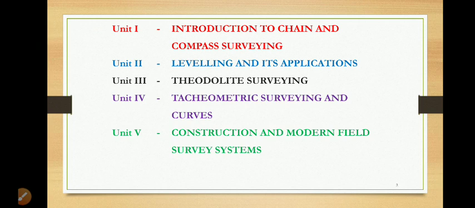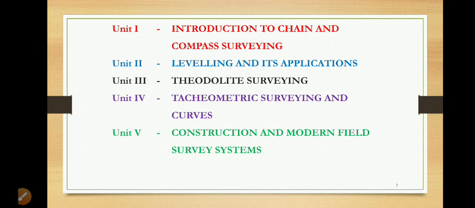And the fourth unit is tachometric survey and curves. Tachometry is a method to find out the horizontal length and height. The tachometer is an instrument to find out the height and horizontal distance. And also we are going to discuss curves in the fourth unit, and the different types of curves available.